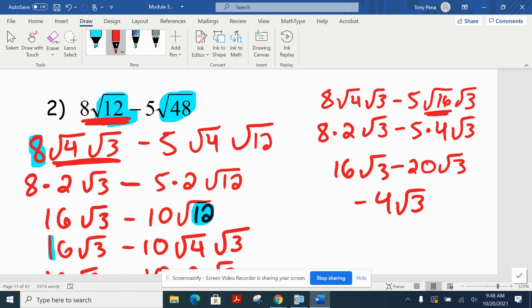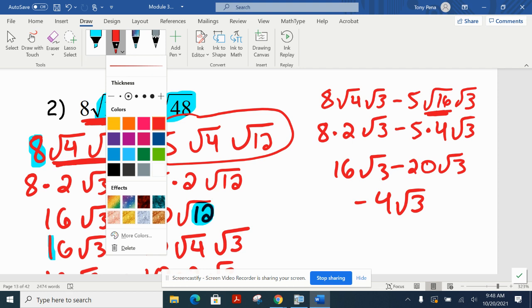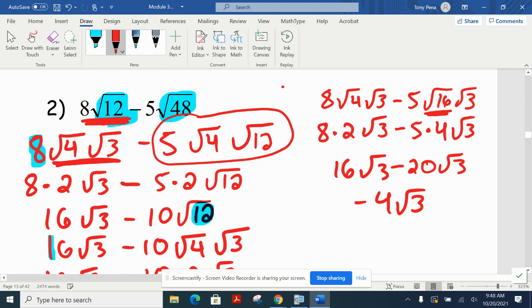It's probably only a matter of time before you pick one that you could have gone bigger on, and you want to be able to continue on further. So both of them are correct. You just got to recognize when can I continue to go further. Either way, though, this should give us a negative 4 root 3. Okay?